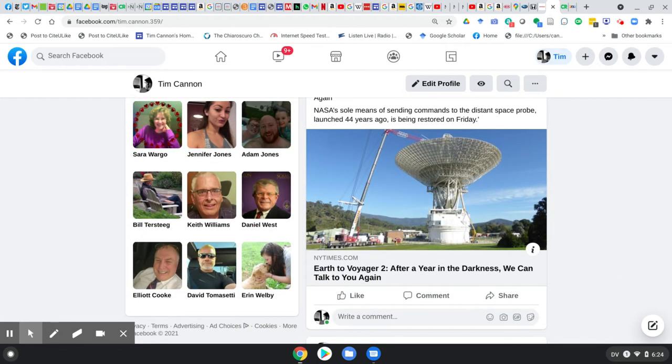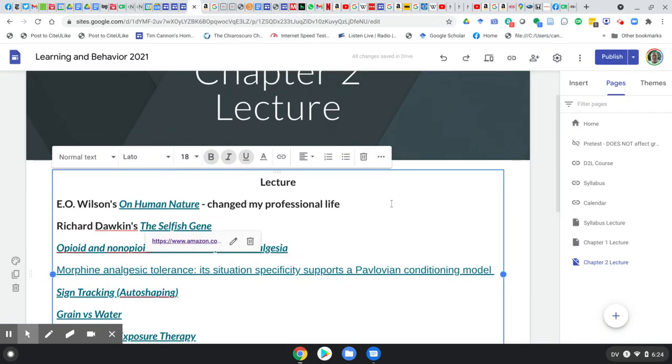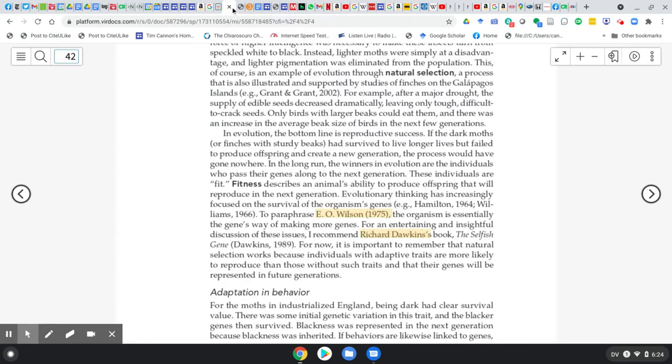And I'm sorry, this is what I do every morning for about an hour and a half, post things. We can talk to Voyager 2, which has left the solar system. Very good thing. So I think that's it for those two. And we'll deal with some of these other things a bit later.